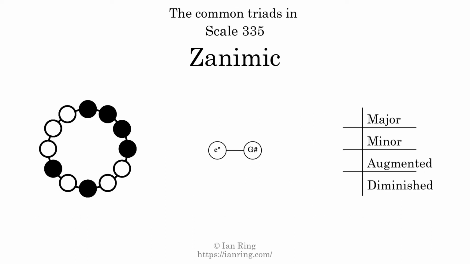Here are the common triads present in this scale. The diagram in the center is a graph of parsimonious voice leading between triads. There is one major triad. There are no minor triads. There are no augmented triads. There is one diminished triad. Here is a Hamiltonian path of parsimonious voice leading that uses all the triads.